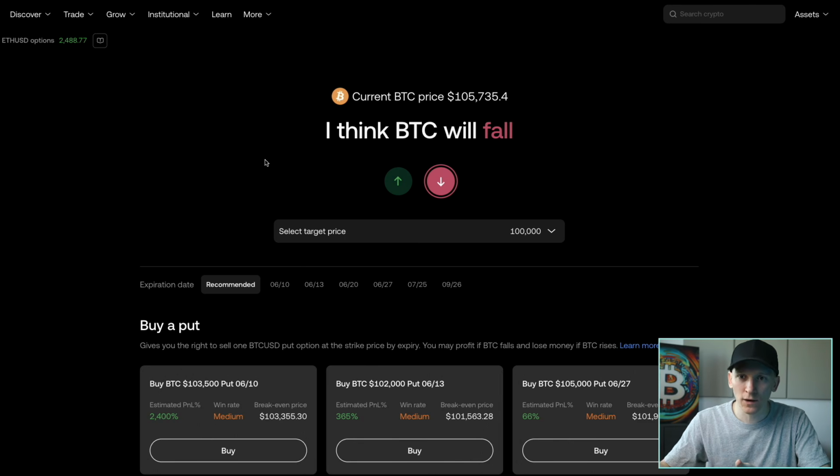So this is for short-term trading, speculating, or even hedging around other positions that you have in your investment portfolio.